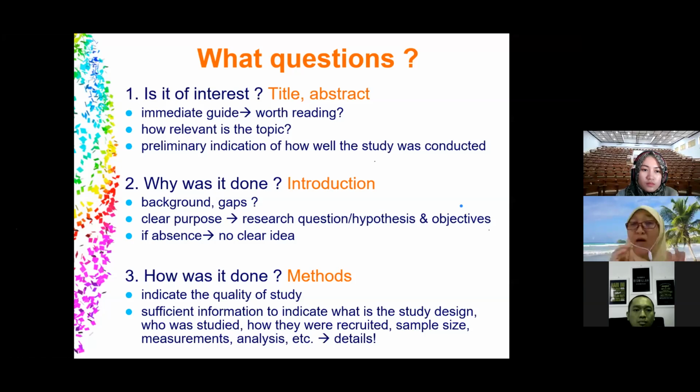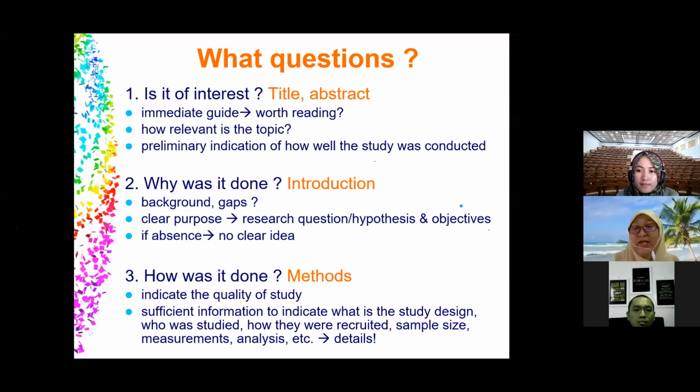Then you know they are clear with what they're doing. So in the introduction, it must have a clear purpose. How do you know this study has a clear purpose? You have to find the research question or hypothesis and study objective. You'll be surprised when you read more papers. There are papers without a research question or without a clear objective. There are many. Yeah. When you read many times, you do not know what the study objective is.